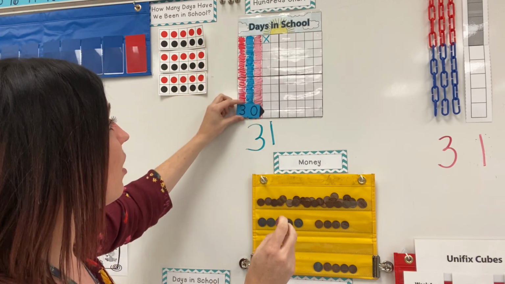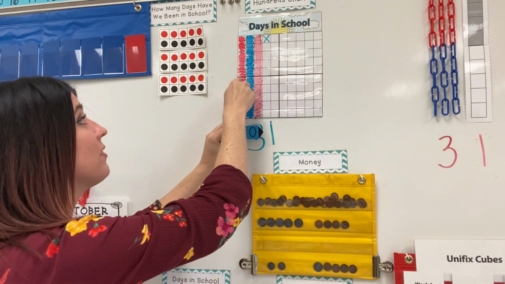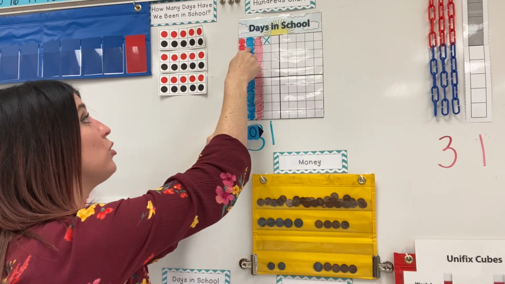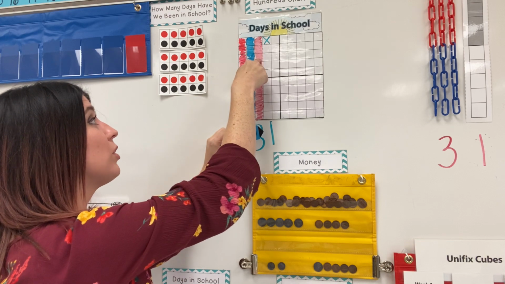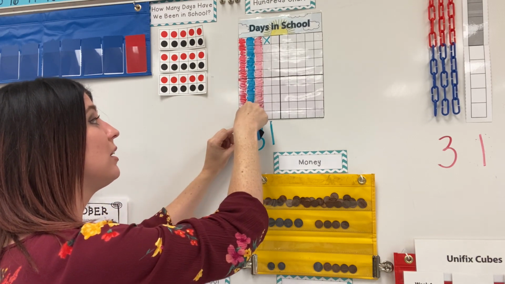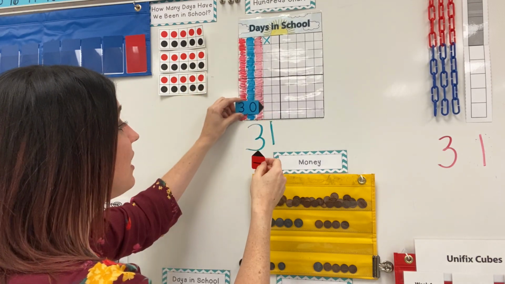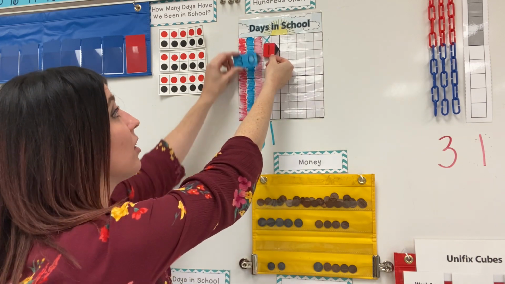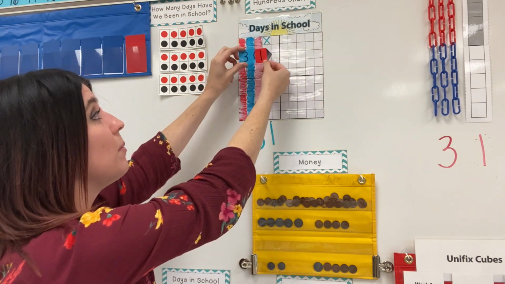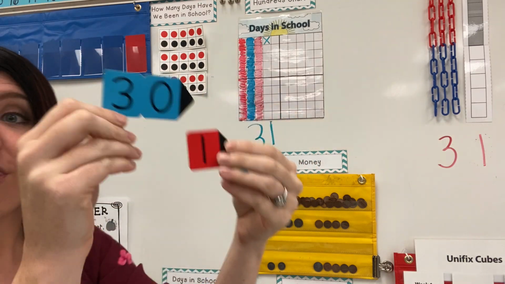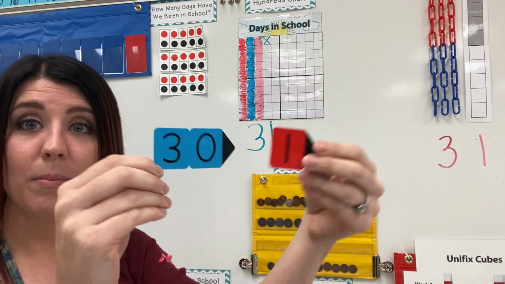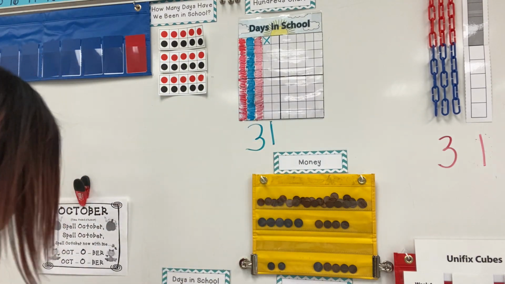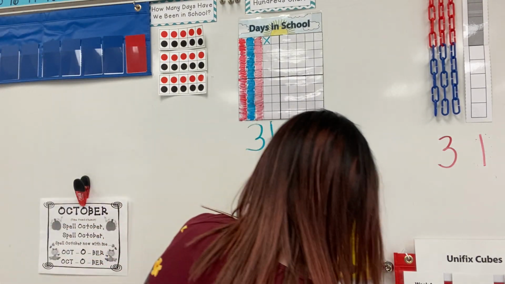There's 30 blocks here. 1, 2, 3, 4, 5, 6, 7, 8, 9, 10, 11, 12, 13, 14, 15, 16, 17, 18, 19, 20, 21, 22, 23, 24, 25, 26, 27, 28, 29, 30. So there's 30 here, and there's 1 right here. And together, 30 and 1 make 31. So you've been in school for 31 days.